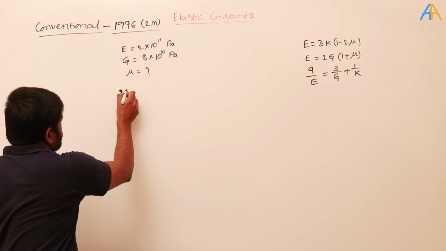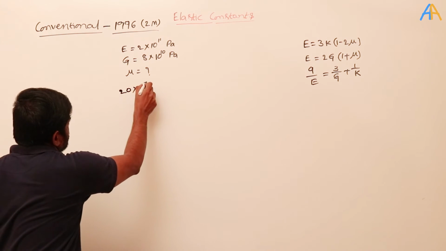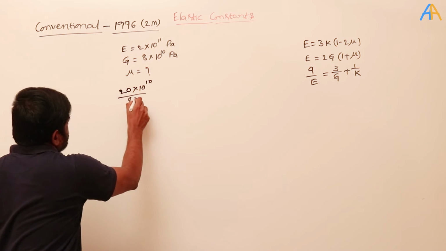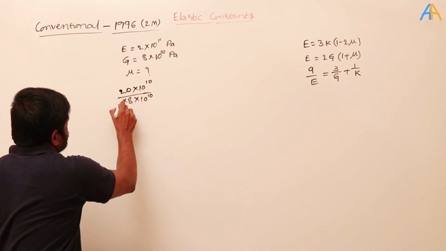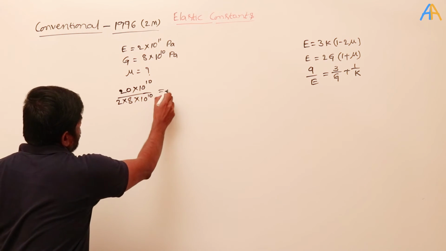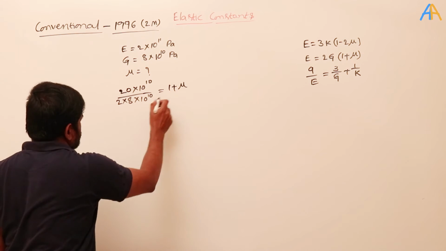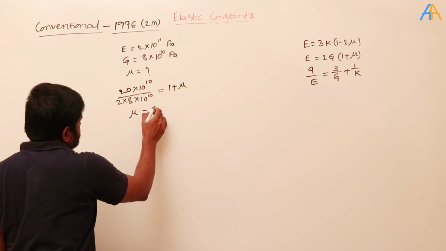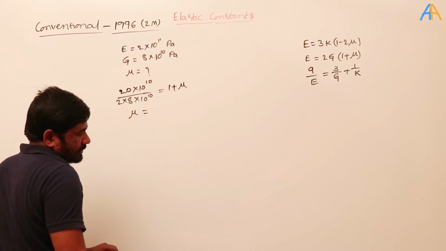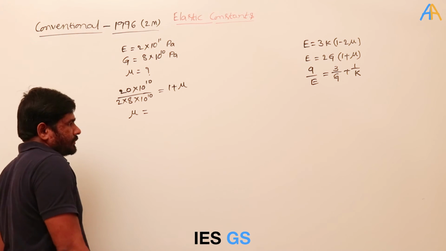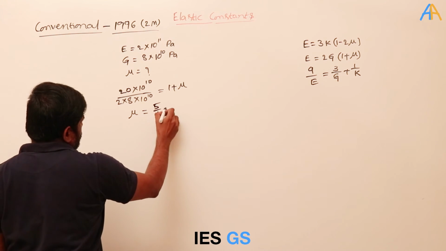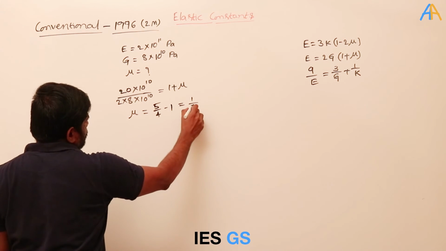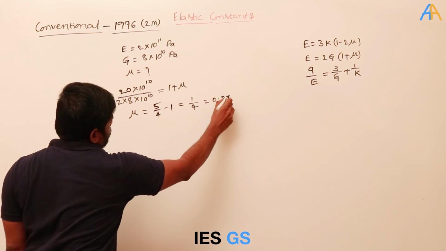So 20 × 10^10 divided by 8 × 10^10 × 2 equals 1 + μ. So here 20 by 16. 20 by 16 means we know how much? 5 by 4. Okay. So here it will become 5/4 minus 1, so 1/4. Then it will become 0.25.